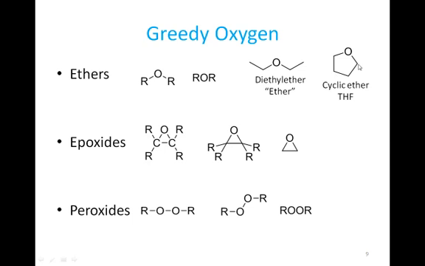And here's another one, cyclic ether. We call this tetrahydrofuran, or THF, and this is also used in lots of organic reactions. So I've just highlighted these two because I think they're important, and also because you're probably likely to encounter them. So when you see THF, that's what it actually is, which is a cyclic ether.